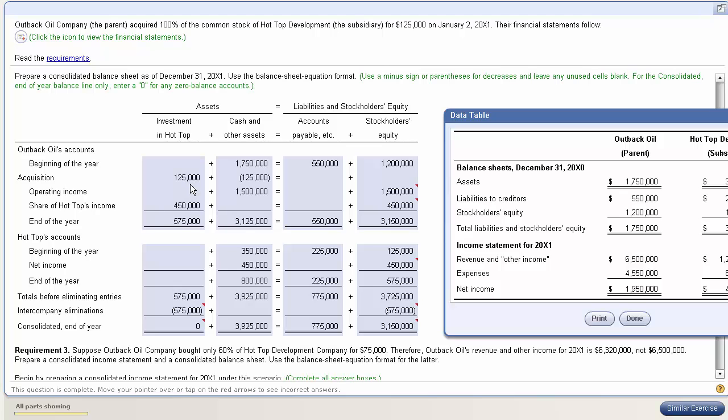But when we prepare consolidated financial statements, the investment goes away. Instead, we simply add all of the assets of the two companies combined. So that's why we're going to eliminate the $125,000. And then we'll also eliminate the $450,000 of income of Hot Top, because that amount is included in the income of the consolidated entity. So when we put that together, we get the balance sheet that you see here.